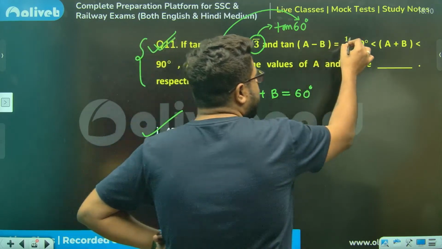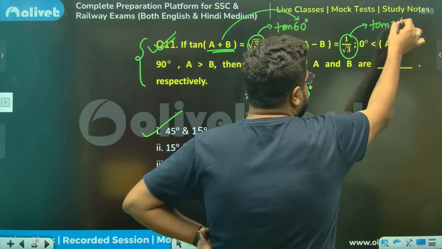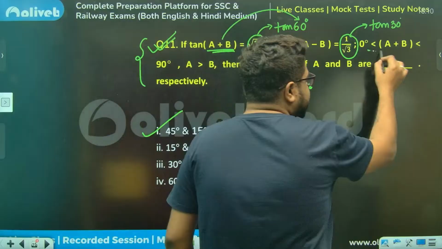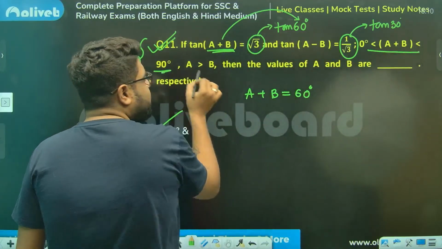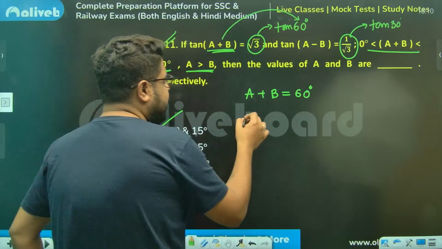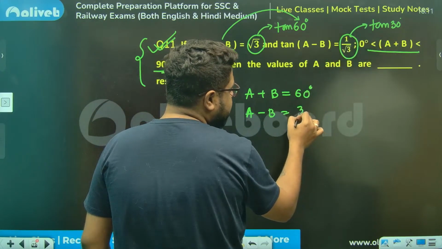Same way, sir, 1 by root 3 stands for tan 30 degrees. Now, why in the world can I say this? Because it's given, sir, that A plus B is between 0 and 90 and A is greater than B. So definitely A minus B is equal to 30 degrees.